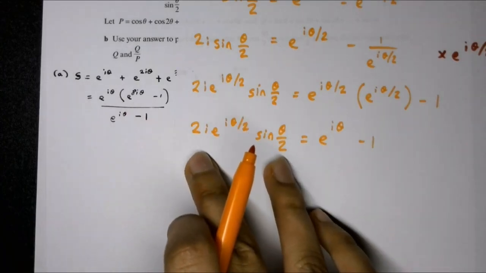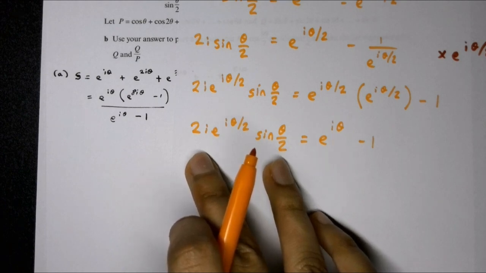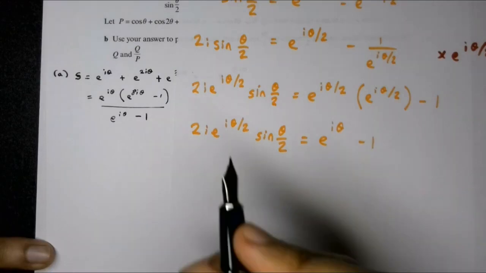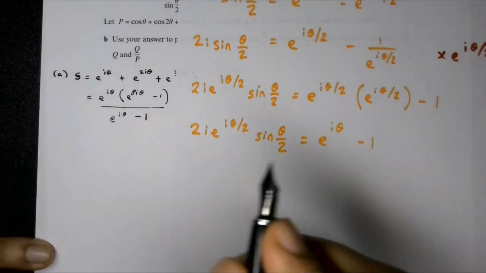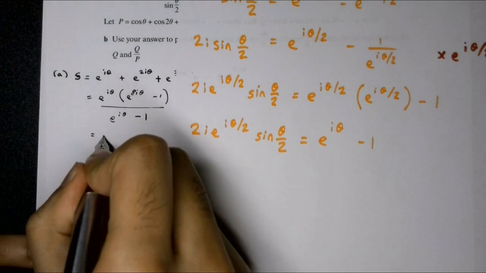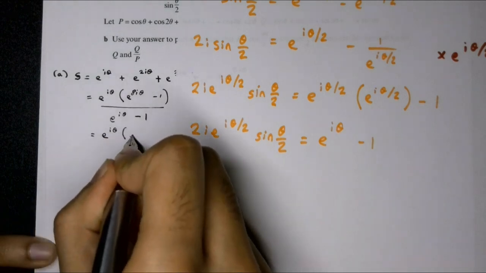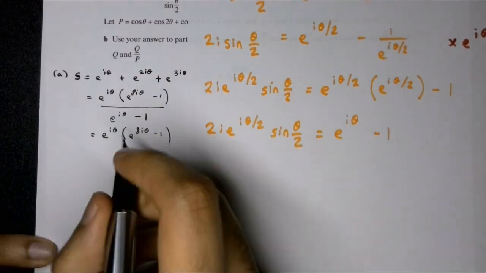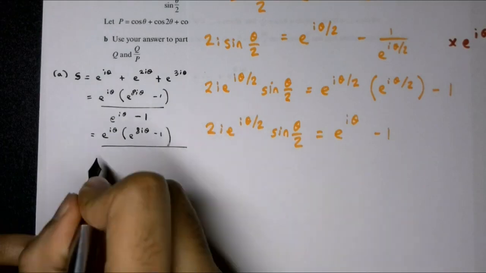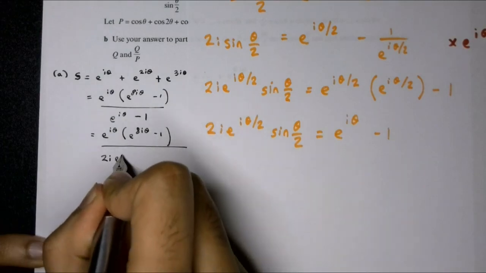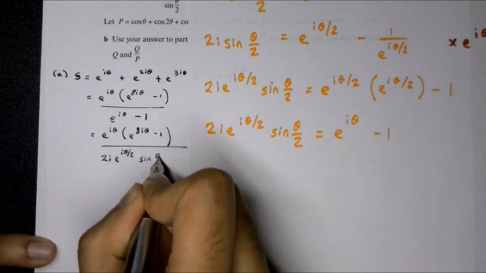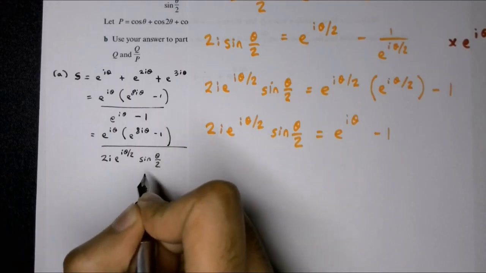So let's attempt to do that. If we replace as necessary, on the top we have e to the i theta, lots of e to the 8i theta minus 1. We'll leave that alone for a second. But on the bottom, we've got 2i e to the i theta over 2 times the sine of theta over 2. So how does this help us?